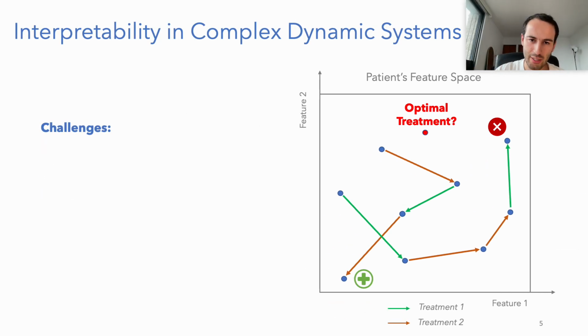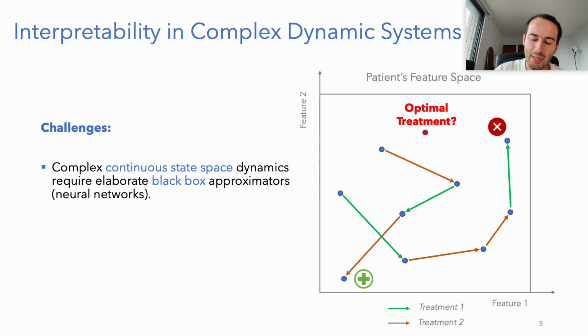What are the challenges here? The dynamics of how patients evolve under given treatments, how their exact features evolve given a specific treatment to the next set of features, are very complex. And in order to learn them, we would need very complex approximators, and typically we would use reinforcement learning techniques with neural networks and deep learning.